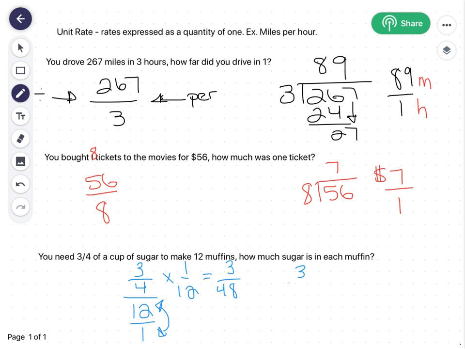So 3/48 per 1. It's still a unit rate, even if it's a fraction, 3/48, we still have to put it over 1 to make it a unit rate. So we're just dividing here, guys. Dividing fractions, we multiply by the reciprocal. If they're just whole numbers, just long divide. Use your division to find the unit rate. If it is things for a multiple quantity, we're just going to divide to find a quantity of 1. That is a unit rate.